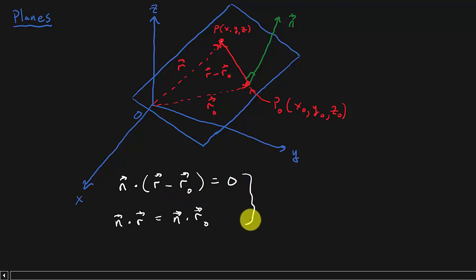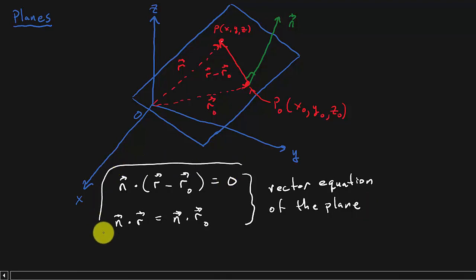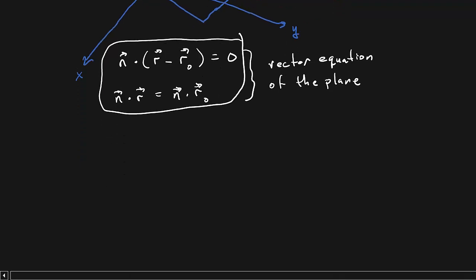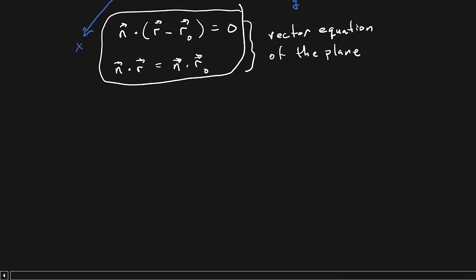And these two equations are called the vector equation of the plane. Either one's called the vector equation of the plane. Now, we also have the scalar equation of the plane. So let's look at getting the scalar equation of the plane.